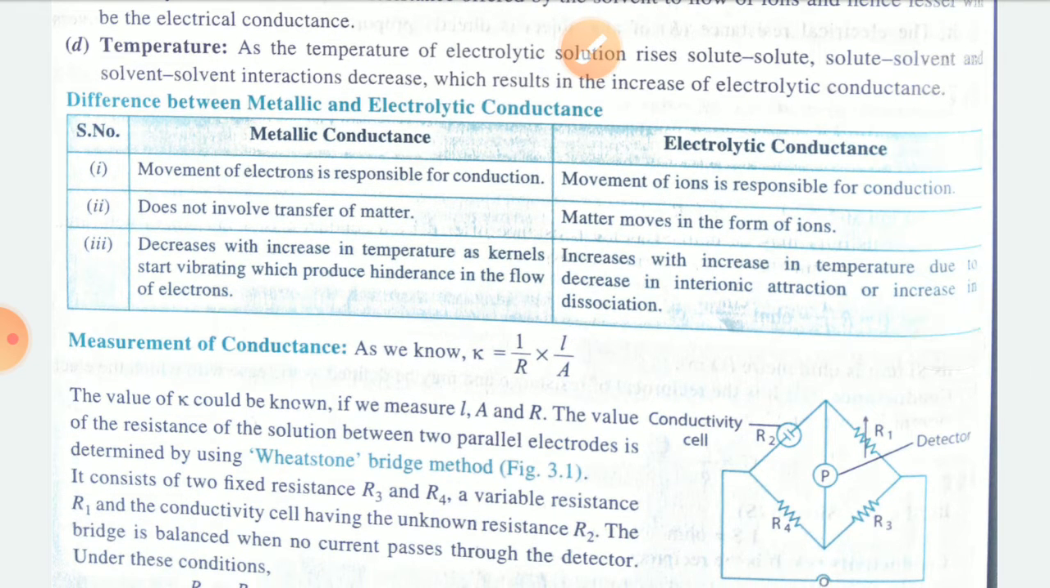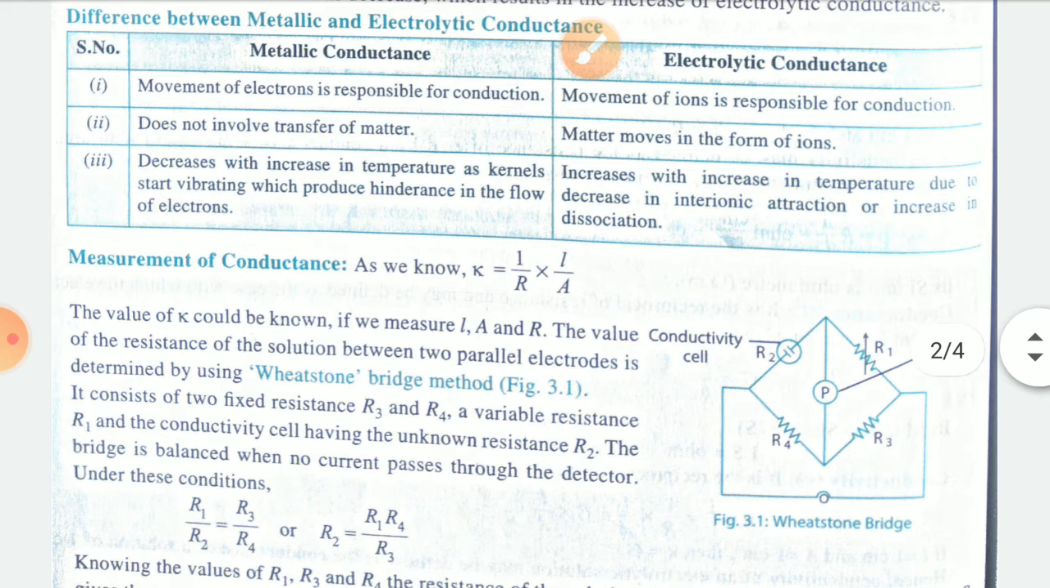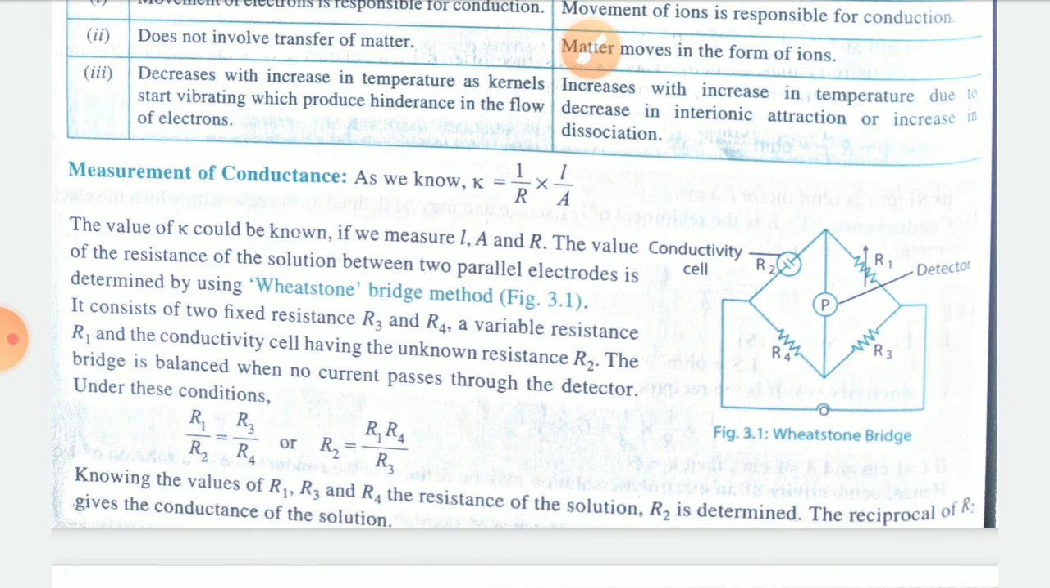Now, measurement of conductance. As we know that conductivity kappa is equal to 1 upon R into L by A, the value of conductivity could be known if we measure length, cross section area A, and resistance. The resistance of solution between two parallel electrodes is determined by Wheatstone bridge.